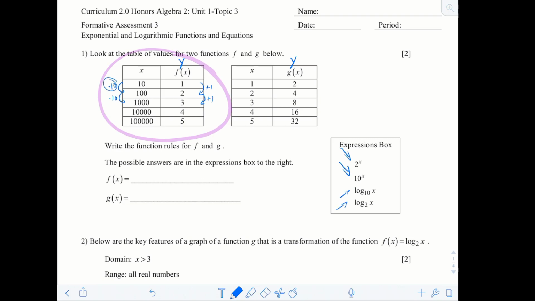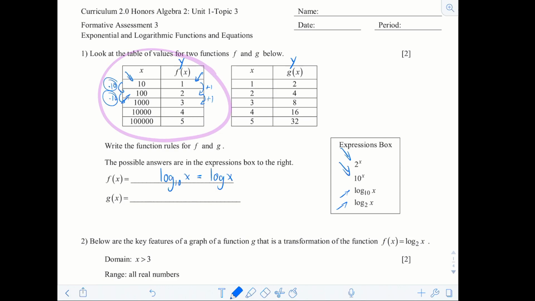Most likely, since we are going up by tens each time, it is going to be log base 10 of x. It's kind of funny that they use log base 10, which is also just the same as log of x. So if you are using your calculator for the progress check, which you can, if you type in log of 10, you should get the value 1. If you type in log of 100, you should get 2.